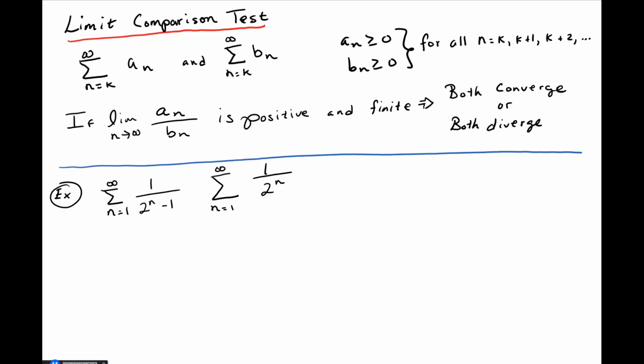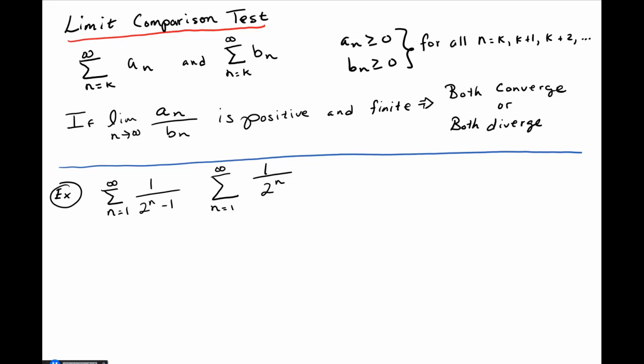We're going to be looking to see if 1 over 2 to the n minus 1 either converges or diverges, and we're going to compare it to something very close to it, that is 1 over 2 to the n. Notice there's a difference: it's 1 less in the denominator. If you want to think about it, say one of them is 1/4 and the other one is 1/3, something along those lines.